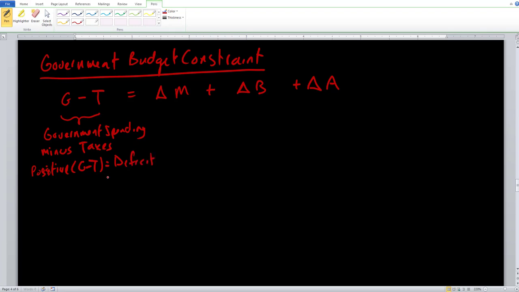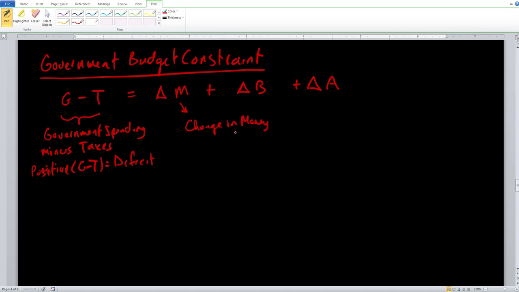So here, just changing things up just a little bit, G minus T, if this number is positive, we are running a deficit. And if it is a deficit, that tells us that some of the numbers on the right-hand side have to be positive as well. So remember, left-hand side has to equal the right-hand side. So three different ways they can raise money. Change in M is one typical way, which is going to be the change in the money supply.